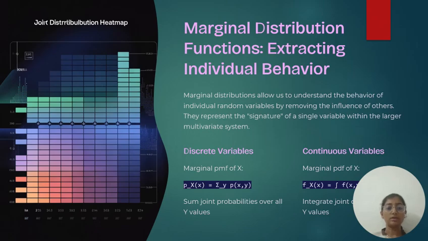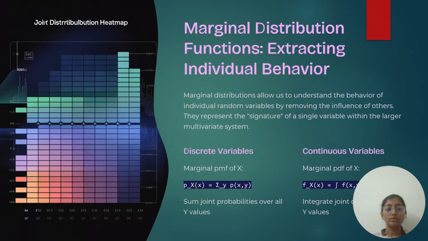Continuous case: the marginal probability density function for X comes from integrating the joint PDF over all possible values of Y. That is, f_X(x) equals the integral from minus infinity to infinity of f(x,y) dy. This process removes the influence of Y, isolating X's probability density. Marginal distribution serves as the signature of each variable, showing how it behaves on its own even though it may be part of complex systems.